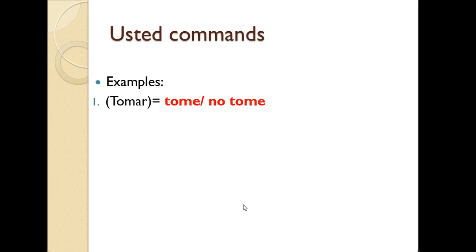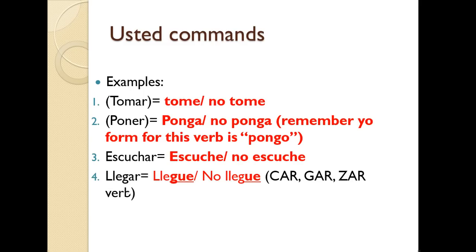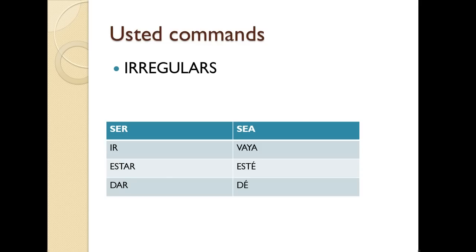So here's some examples. Tome, ponga, remember those go verbs and all of those other spelling change verbs like cargar, empezar. That's going to apply here too. Escuche, llegue, despierte. I still have a stem change here. My irregulars for usted commands are going to be sea, vaya, esté, notice the accent, and dé. And all of these, again, you all will notice are in the usted form. These are the subjunctive forms, basically.